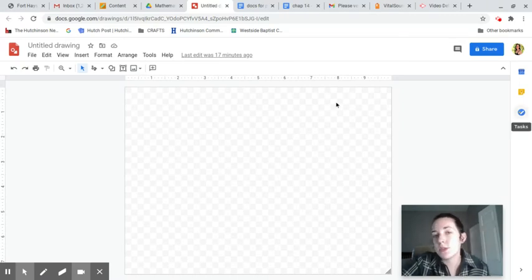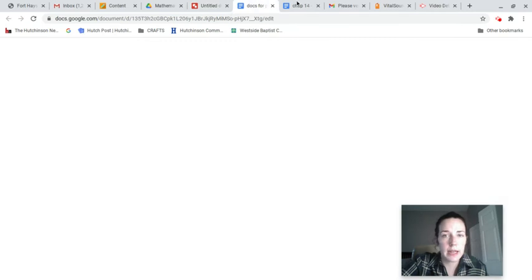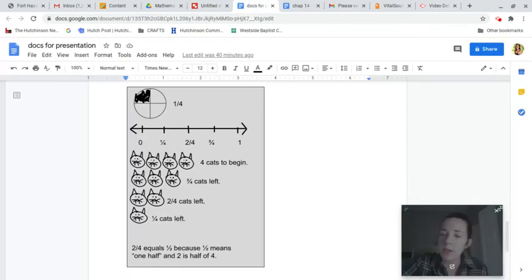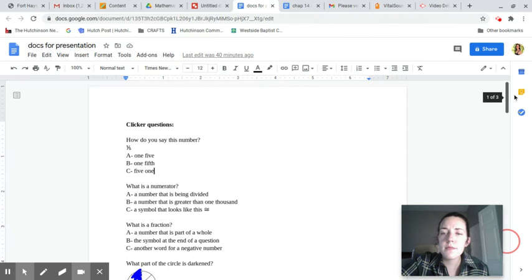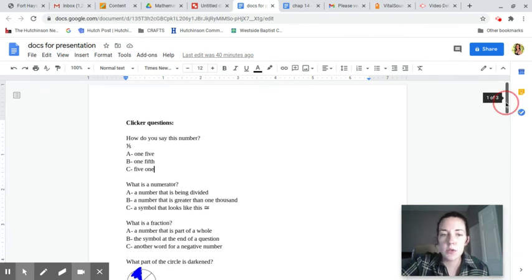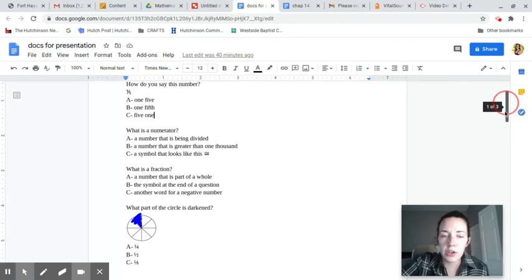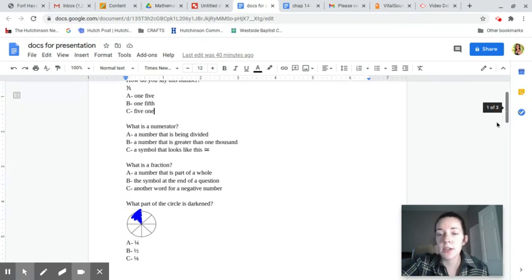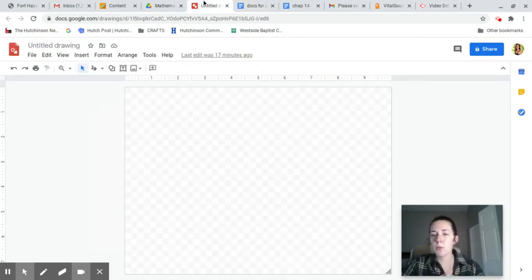And then I would give the students the clicker survey. I had asked them table by table to go get clickers. These are the questions that I included. How do you say this number? What is a numerator? What is a fraction? What part of the circle is darkened? So after students answer those, as the teacher, just quickly glance over the results. Have the students throw their clickers in the middle of their table groups so they're not touching them throughout the lesson, and then call them back and say, let's look at the board.